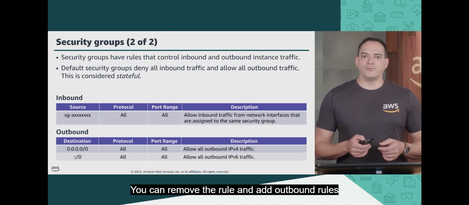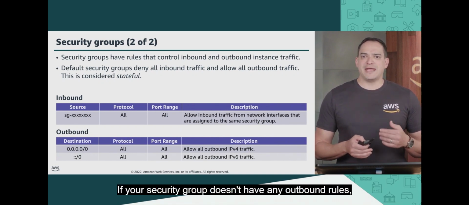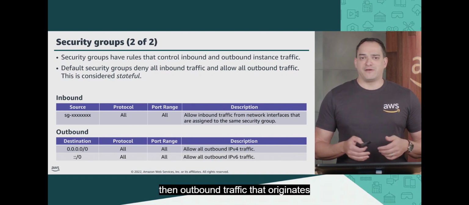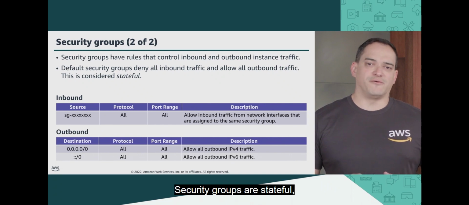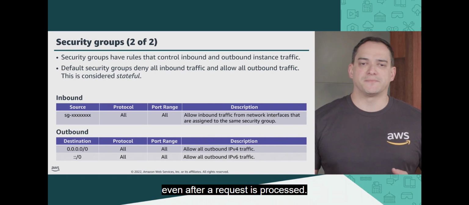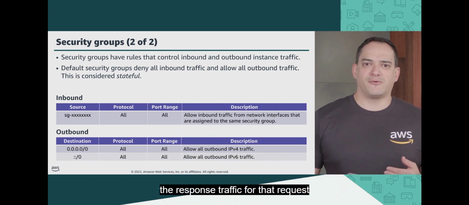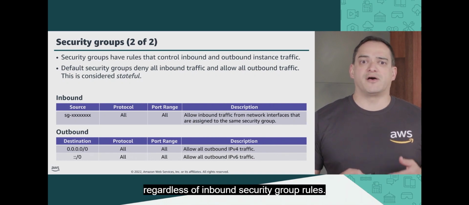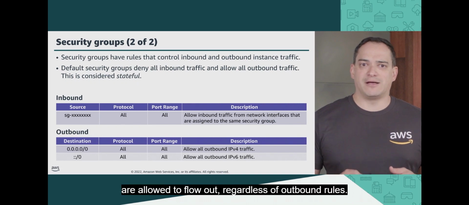You can remove the rule and add outbound rules that allow specific outbound traffic only. If your security group doesn't have any outbound rules, then outbound traffic that originates from your instance isn't allowed. Security groups are stateful, which means that state information is kept even after a request is processed. Thus, if you send a request from your instance, the response traffic for that request is allowed to flow in, regardless of inbound security group rules. Responses to allowed inbound traffic are allowed to flow out, regardless of outbound rules.